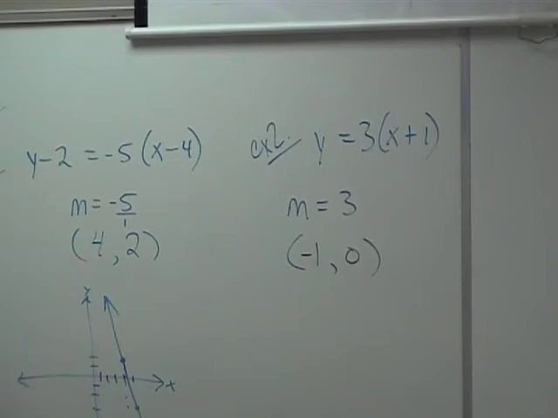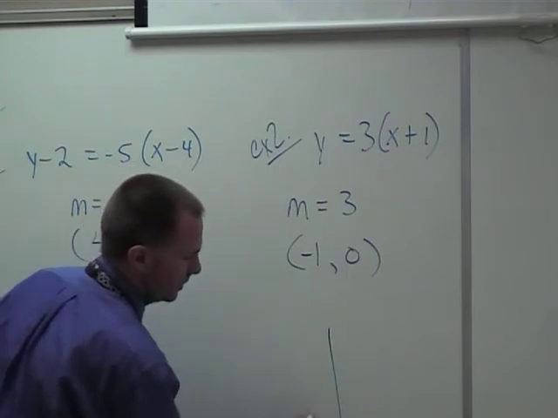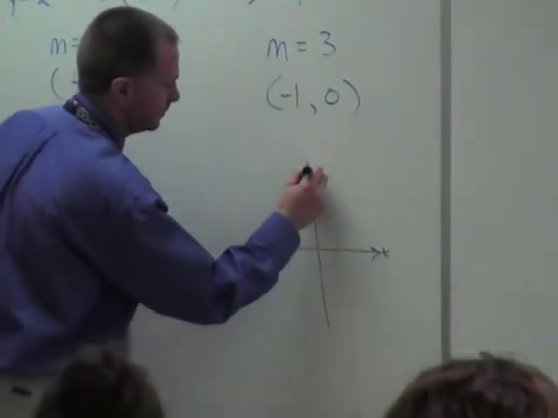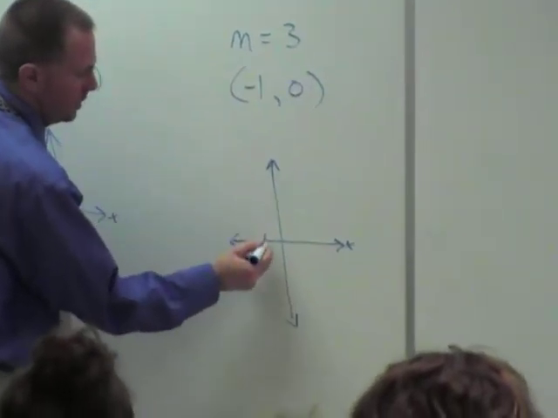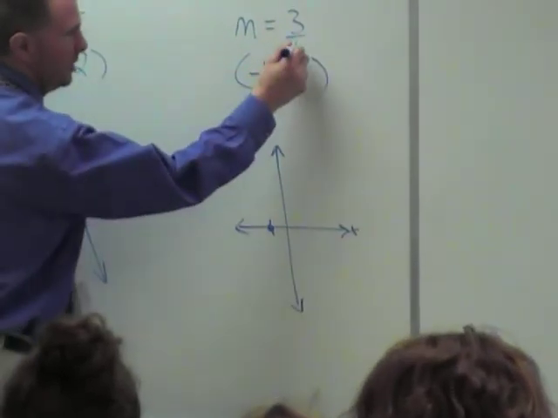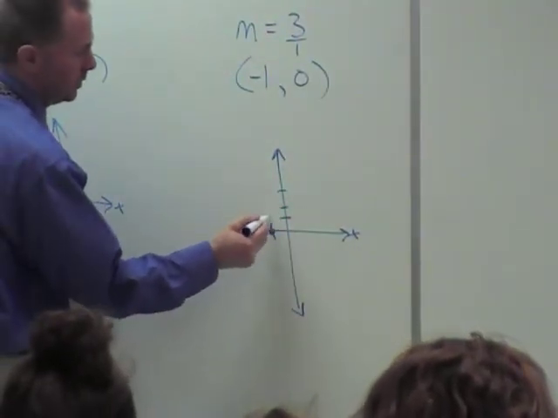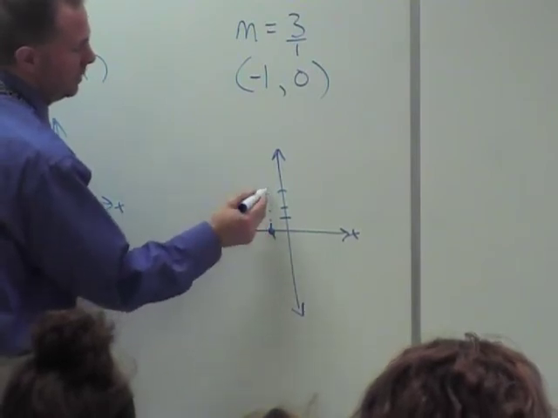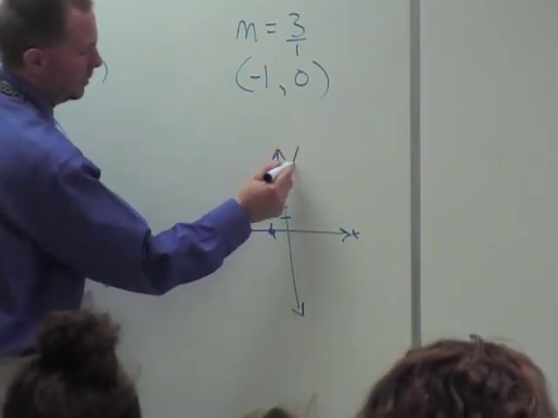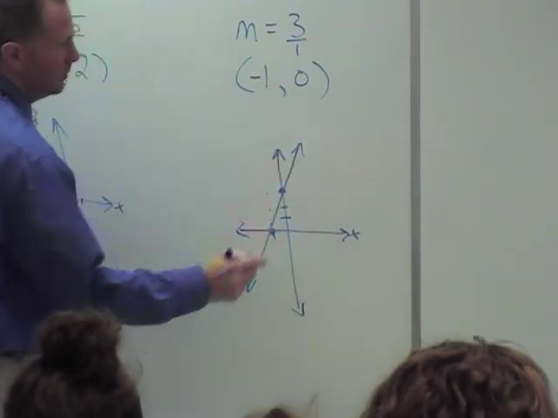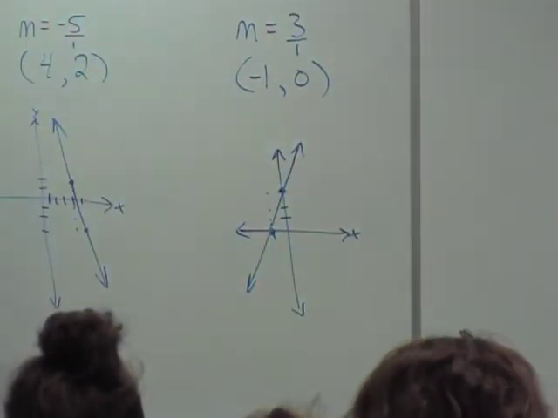Again, if you have to graph them, start at the point given. -1, 0. Your slope is +3/1, so we rise 3: 1, 2, 3. And we run 1. Okay?